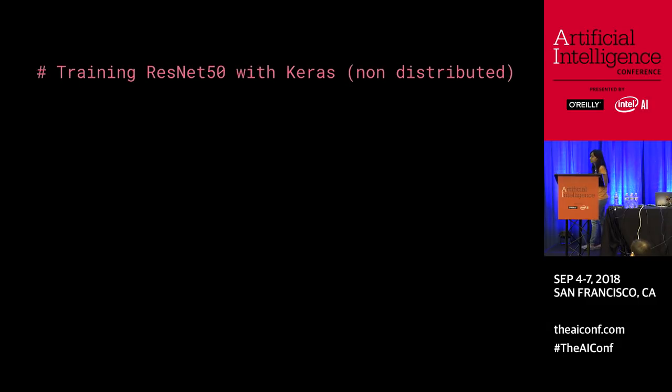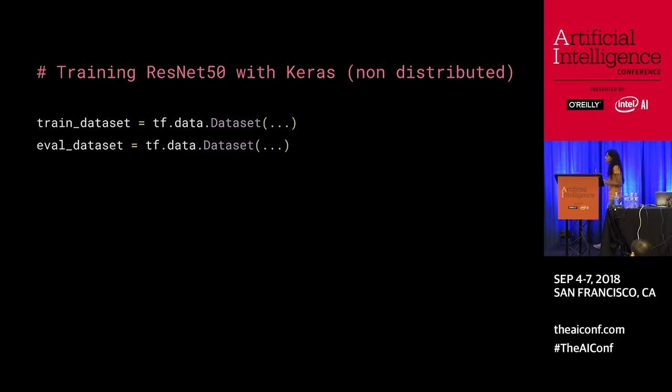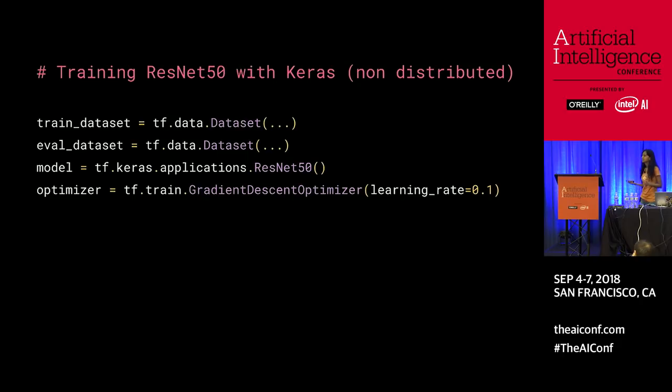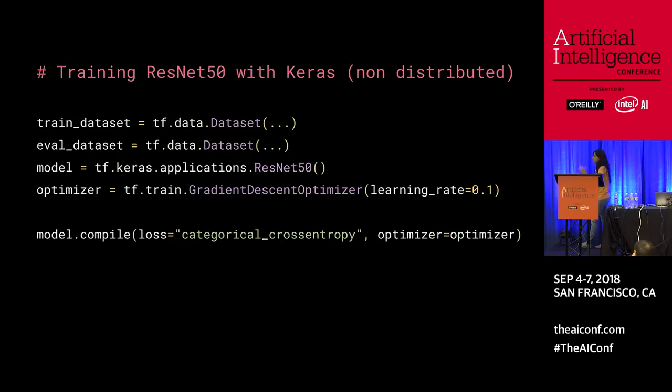First, we'll look at some code to train the ResNet 50 model without any distribution. We'll use the Keras API, which is the recommended TensorFlow high-level API. We begin by creating some data sets for training and validation using the TF Data API. For the model, we'll simply reuse the ResNet 50 that's prepackaged with Keras in TensorFlow. Then we create an optimizer that we'll be using in our training. Once we have these pieces, we can compile the model, providing it the loss and optimizer, and maybe a few other things like metrics, which I've omitted in the slide here.